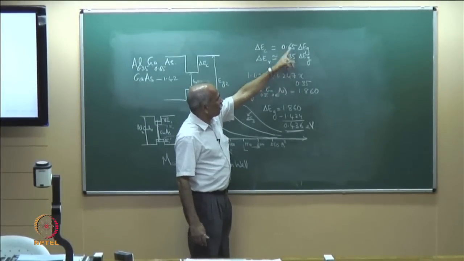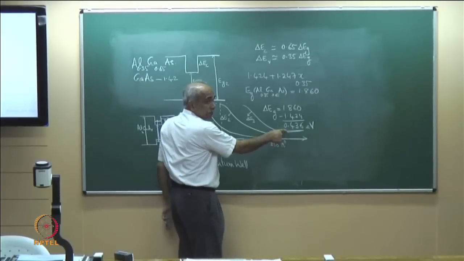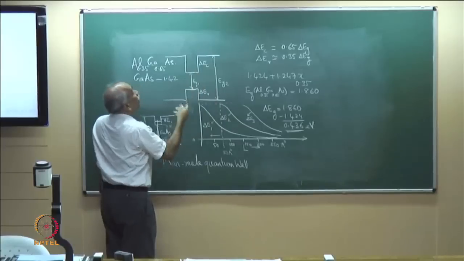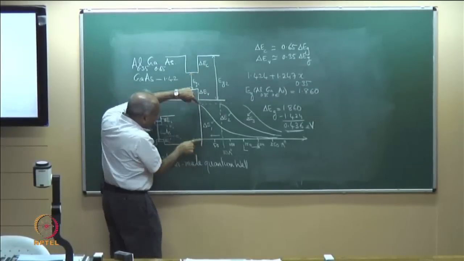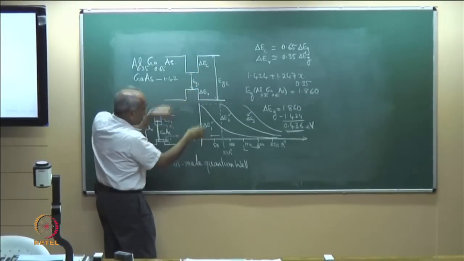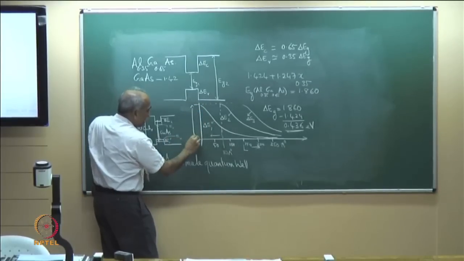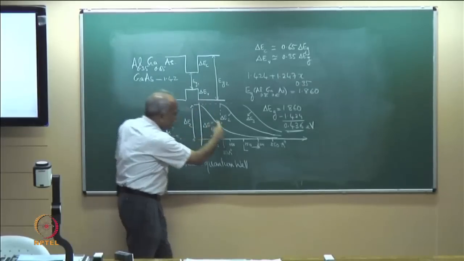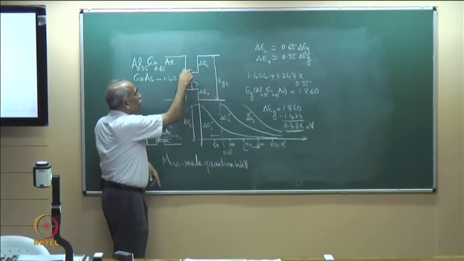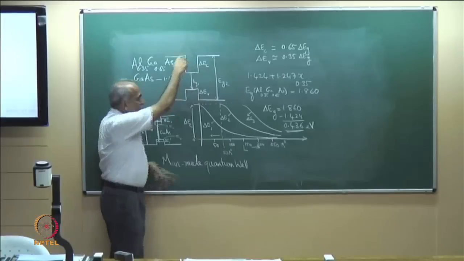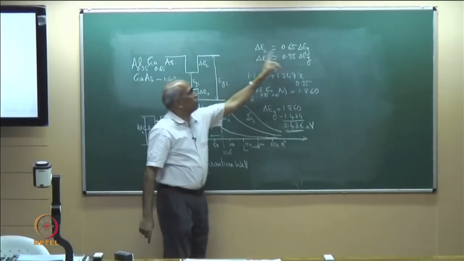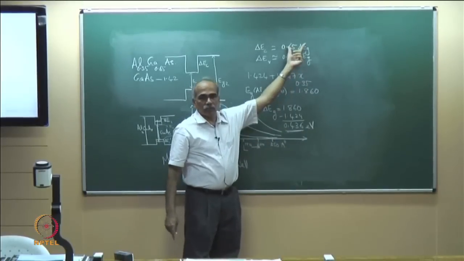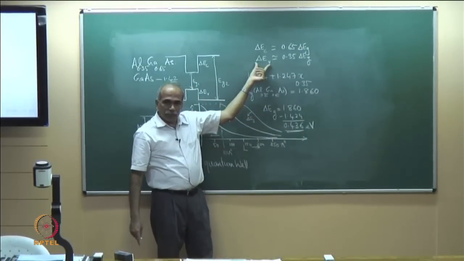So if you assume 65% and 35%, please see our delta Eg is here, then this discontinuity that we have. Why are we interested in this discontinuity? Because that is the maximum change that you can get from here to here. This is delta Ec. The maximum variation of E1 can be from the bottom of the well up to the top of the well. So delta Ec is 65% of this. You know delta Eg, so you can calculate delta Ec and delta Ev.